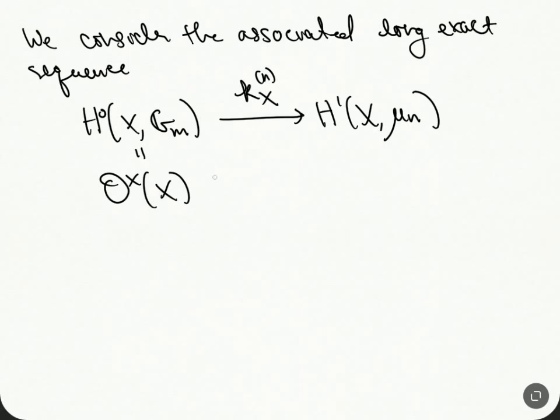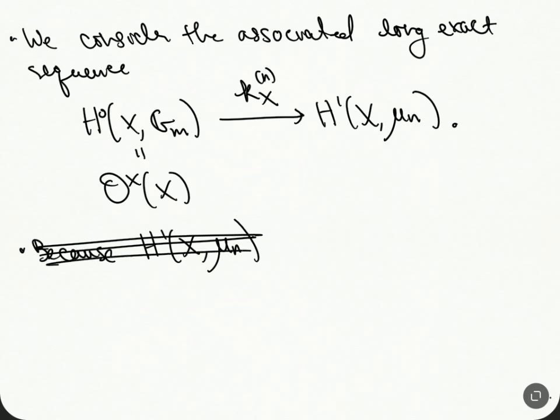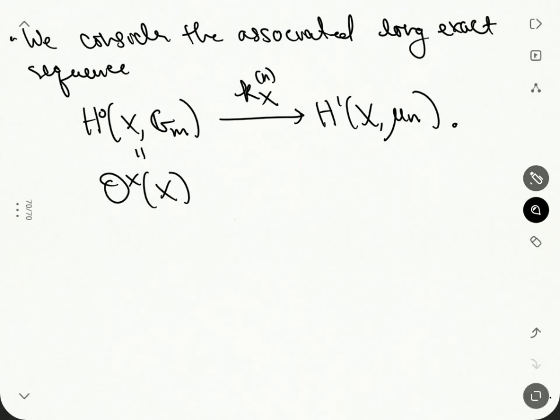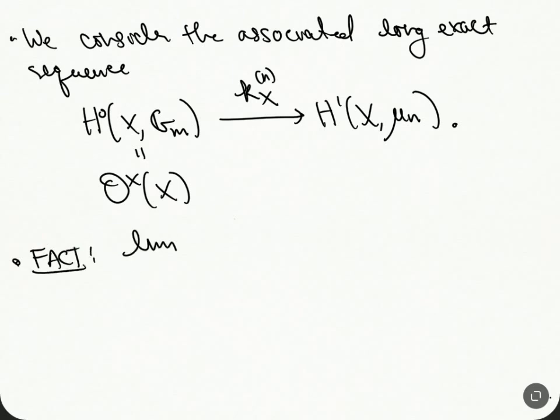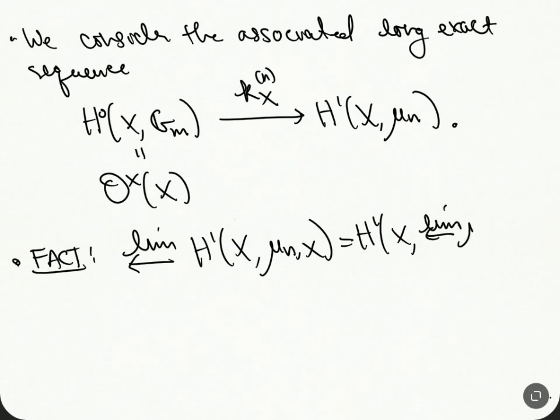Okay, so now we have this sequence. There's a fact here, and it says that this inverse limit of the cohomology h1 of X, mu n, is equal to h1 of X of the inverse limit of mu n of X, and this is equal to h1 of X, Z hat 1 of X. I guess we could define it this way.